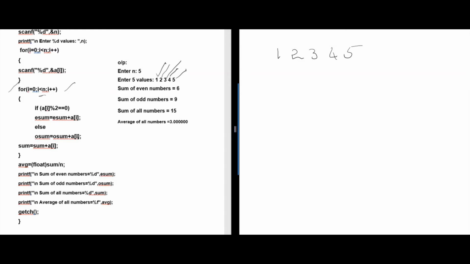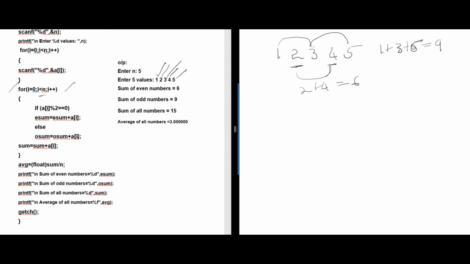Now tell me which are the even numbers. Even numbers are those numbers which are divisible by 2. So here in this group, 2 is an even number, 4 is an even number. So sum of these will give me 2 plus 4 is equal to 6. And the remaining 3 values are the odd numbers. So 1 plus 3 plus 5, not 6. 1 plus 3 plus 5 will give me value 9.